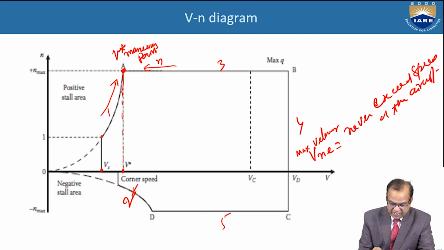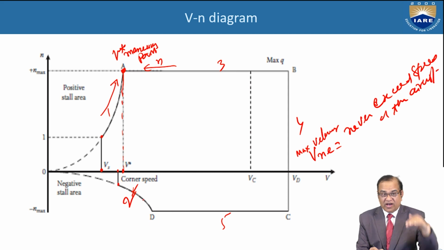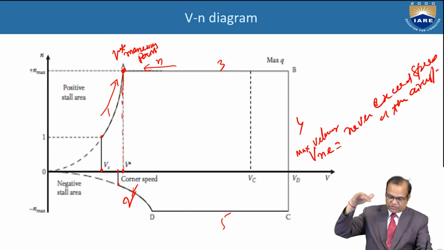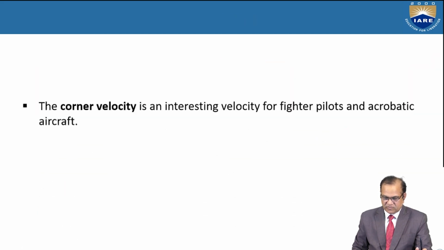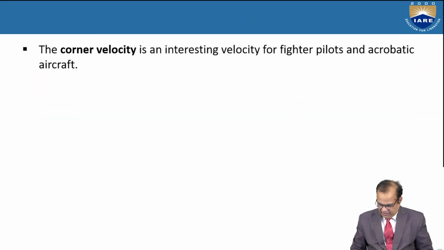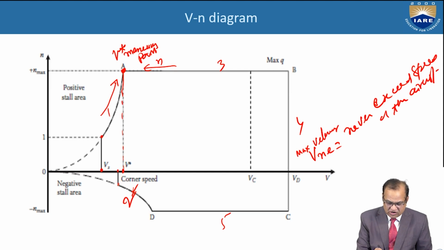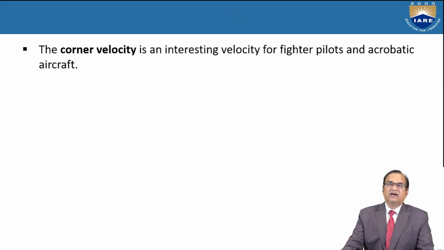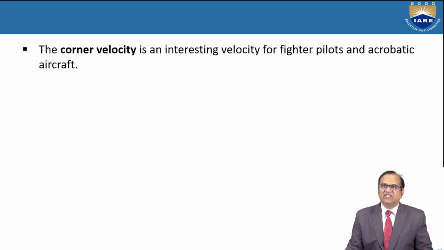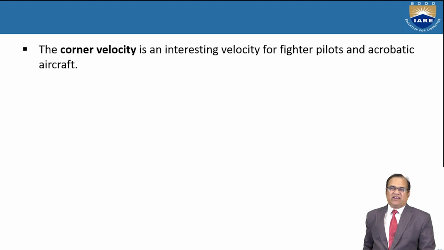Here the negative stall speed is higher. If you see here, this is the higher. So for going down, negative means nose down. Then you will have like this. So here you can see one, here is the corner velocity. This is the VC I am writing. What is the corner velocity? The corner velocity is an interesting velocity for fighter pilot and acrobatic aircraft.